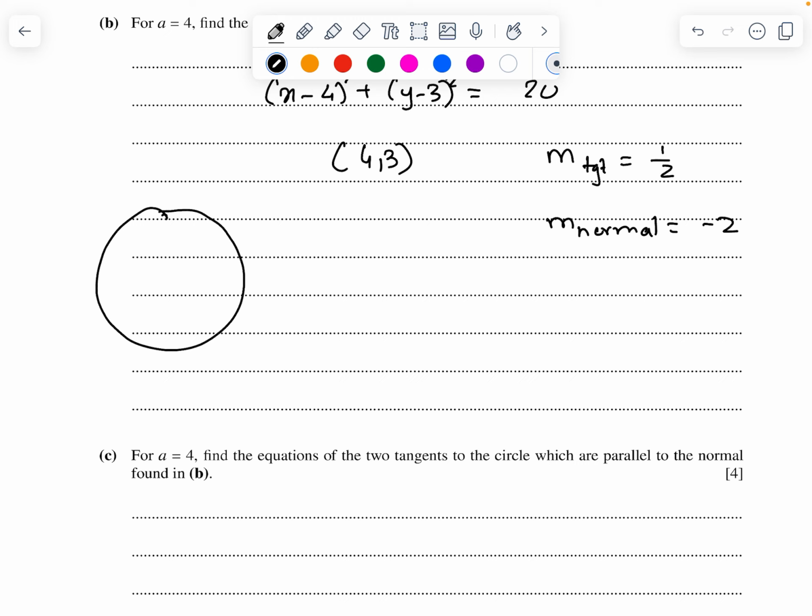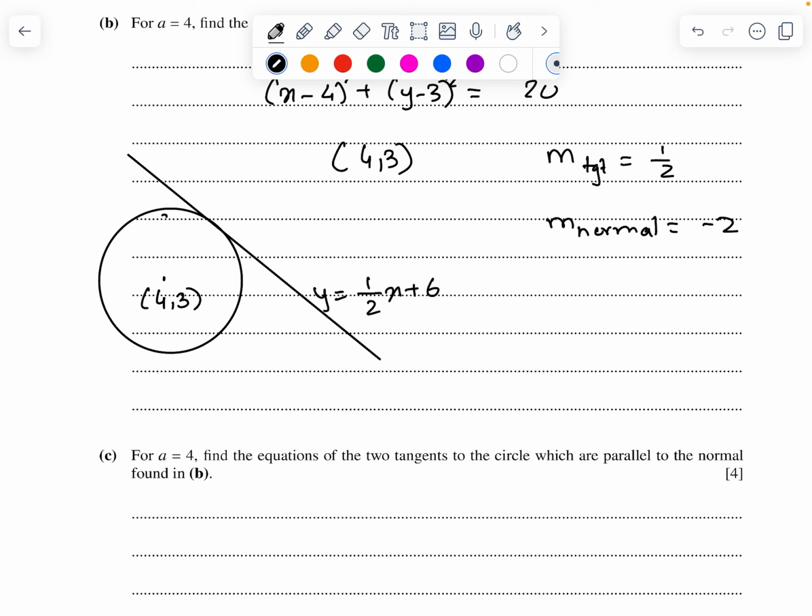This is a circle with center (4, 3), and this was a tangent. The equation was y = half x + 6. Now I want to know the equation of a normal. Normal means perpendicular to the tangent. So the gradient of the normal we got is negative 2.